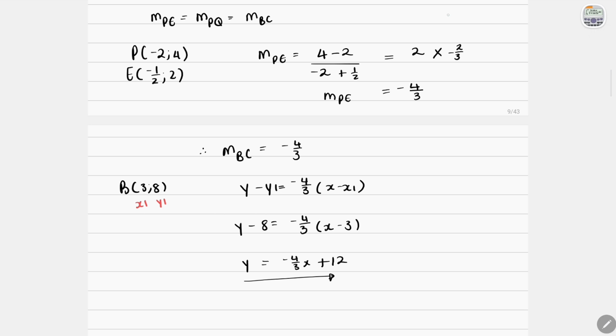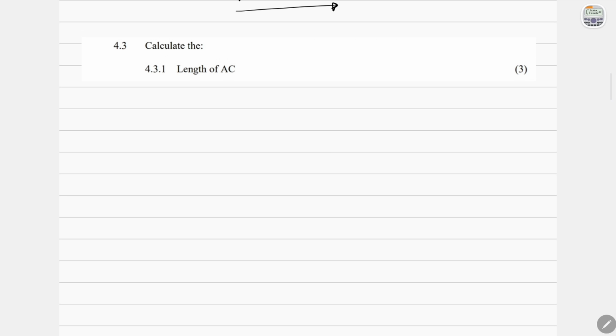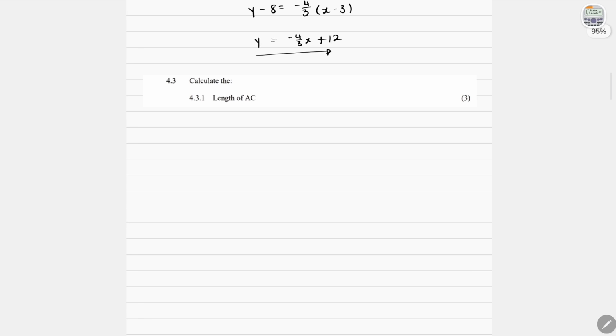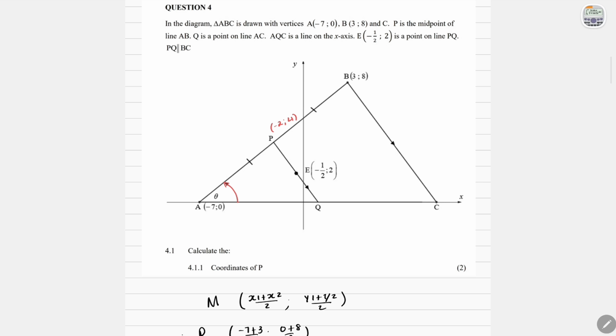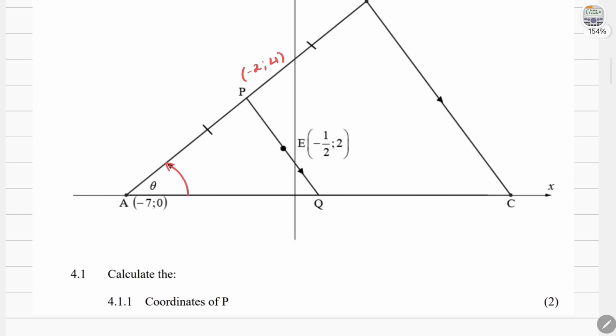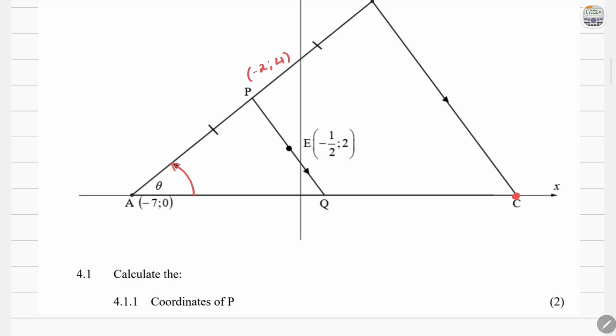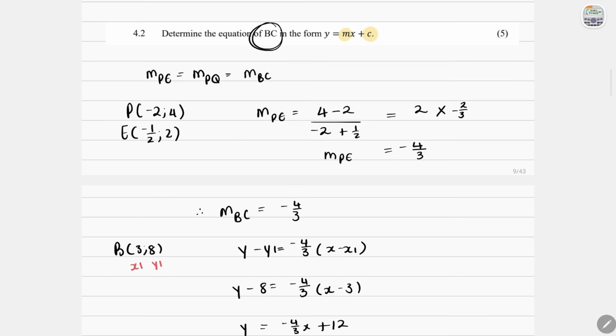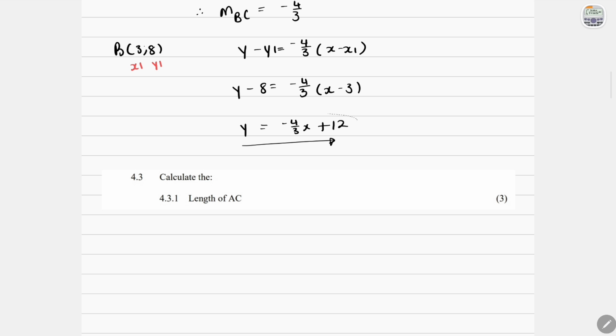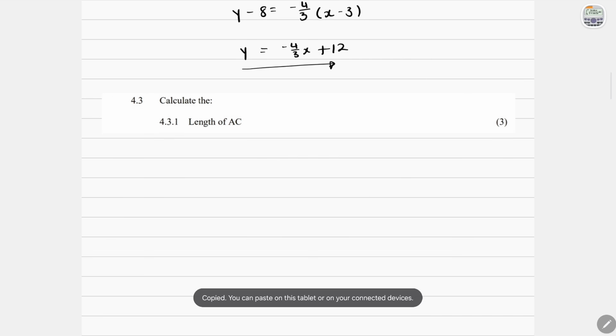Moving on to the next question. Question 4.3.1 says, calculate the length of AC. So we didn't have C, but we do know the equation of this line BC now. And you see that C is on the x-axis of this line BC, meaning this is the x-intercept. Because it is the x-intercept, we can simply find it by making y equal to 0 in this equation. So we're just using the previous question's answer.